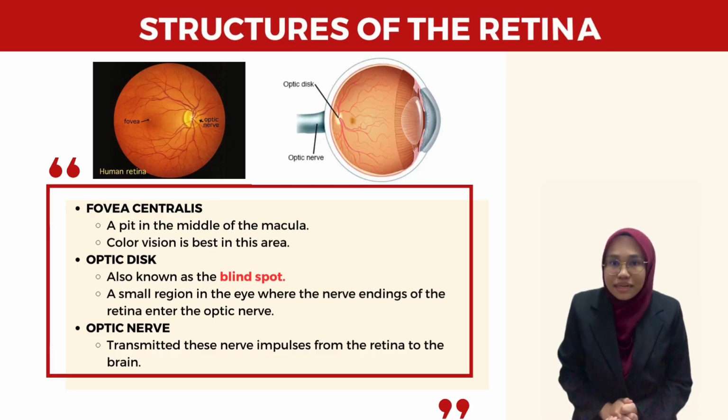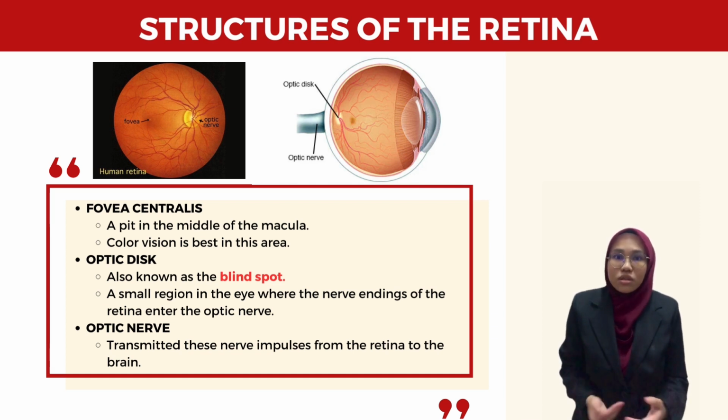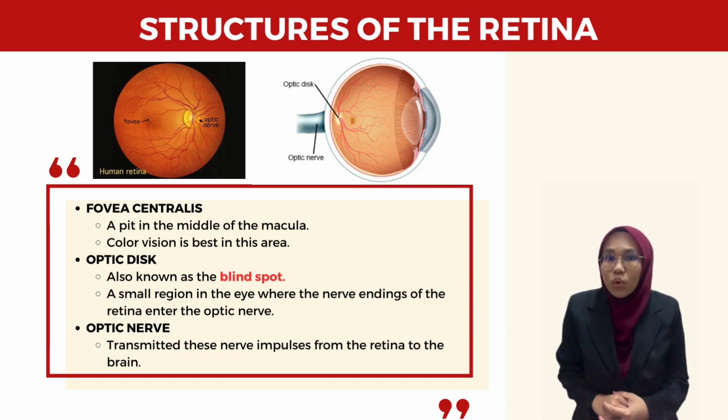Thirdly, the fovea centralis is a pit in the middle of the macula. Color vision is the best in this area because it contains a high concentration of cones and no rods.